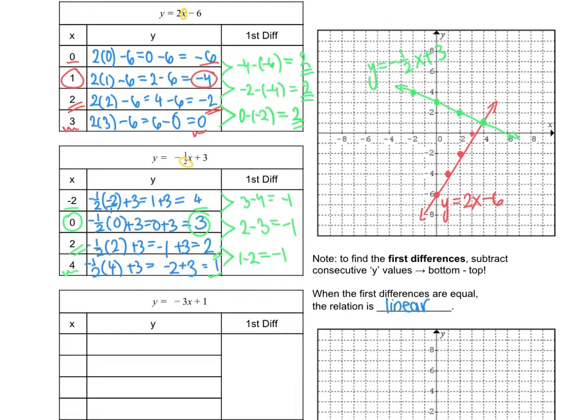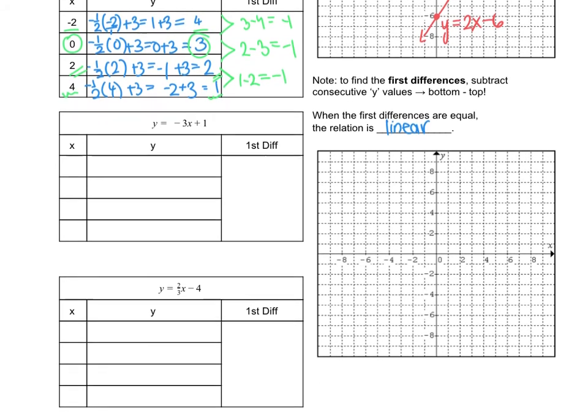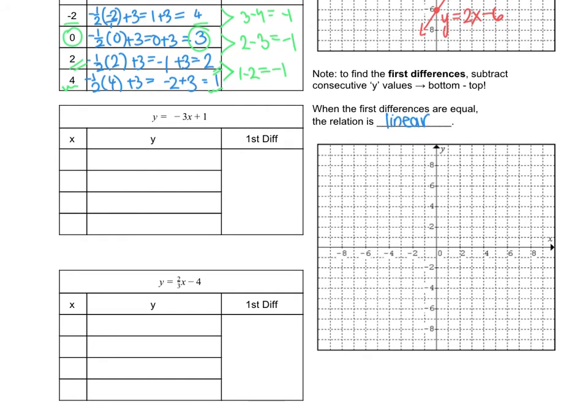All right, let's try some more table of values. So our next equation is y equals -3x plus 1. I left the x column blank, so you have the freedom to choose whatever values you want. Now let's just say we'll mix it up. I'll start with the negatives. I'll do -1, 0, 1, and 2.